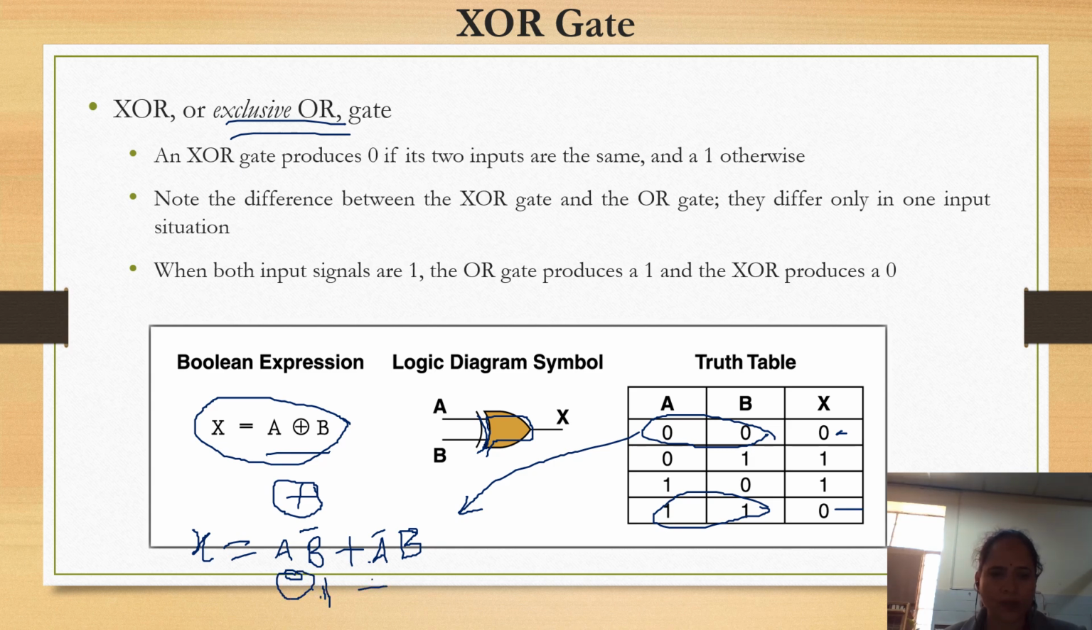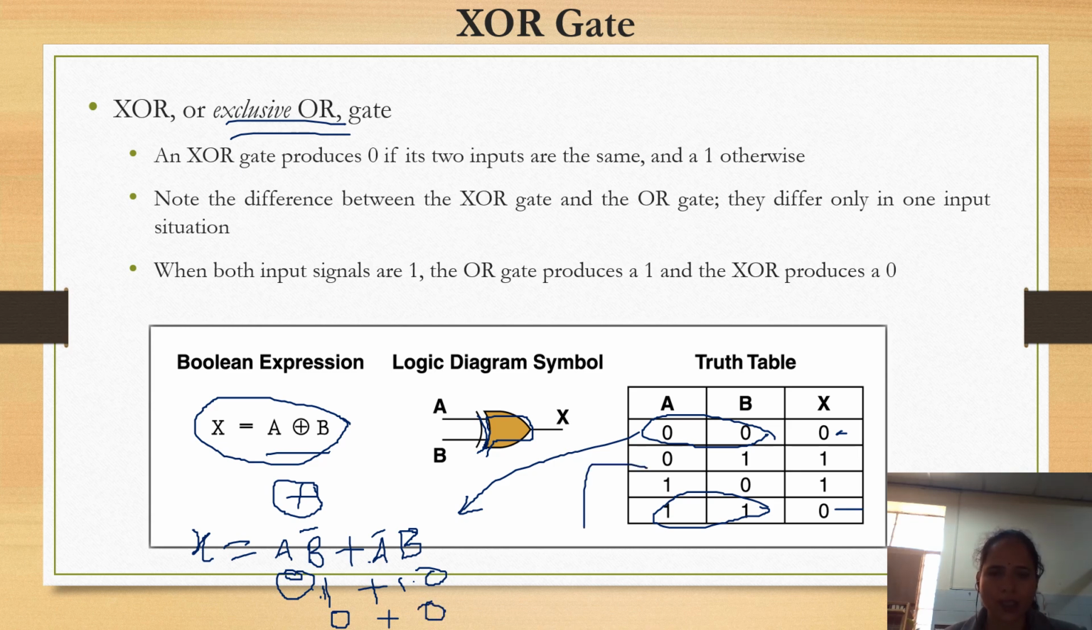Okay, plus. A is 0, then its complement is 1, dot B is 0. So A and B means 0 dot 1 is 0 plus 1 dot 0 means 0. So the output is 0.